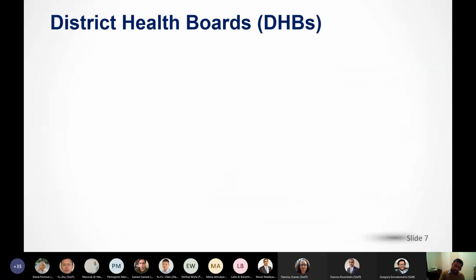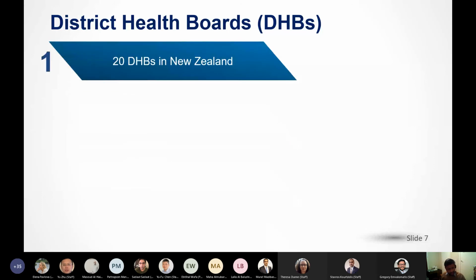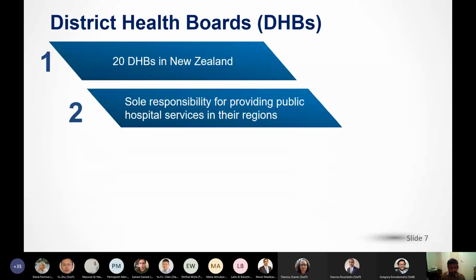So I get into the New Zealand health system now. Just to give the audience a little bit of an idea, what we have in New Zealand is what we famously call a district health board. Different parts of New Zealand have district health boards. Altogether, there are 20 district health boards in New Zealand, and they are solely responsible for providing the public hospital services in their geographically defined regions.